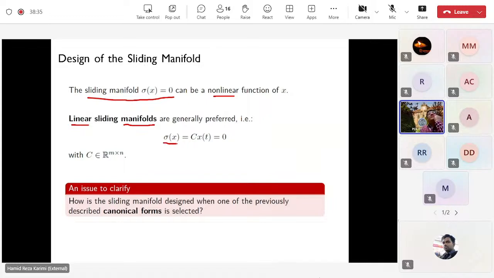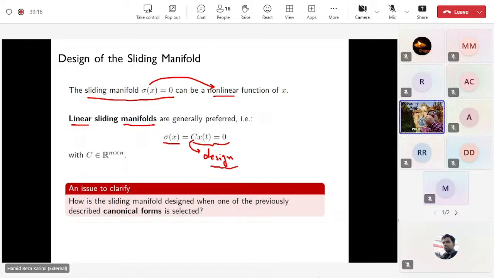So this manifold sigma x, in the linear form for instance, you can define like this: Cx equals 0. Here you can see that the matrix C is basically your design parameter. So you need to choose the matrix C. But of course, it's not limited to this shape. As I said, sigma x also could be nonlinear, but it depends on your case. It depends how you want to look at the control design. You can look at different manifolds in your case.